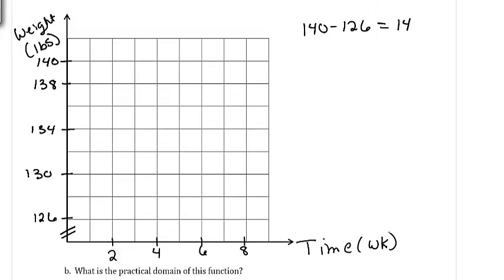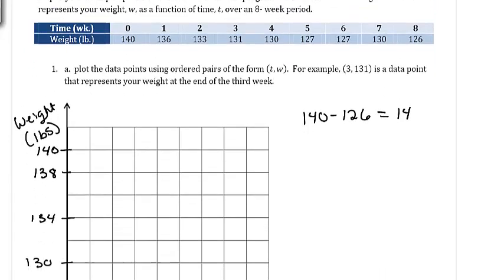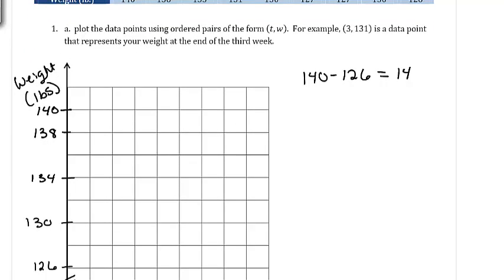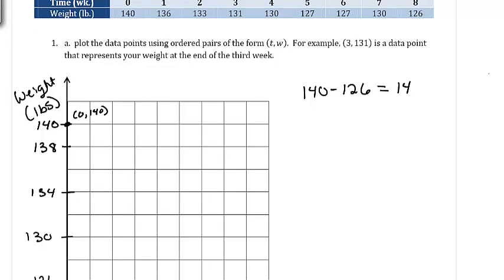Okay, so now I'm ready to start plotting some points. My first data point is 0, 140. So that point would be right there, and make sure that you label your data points as you plot them. And then my next data point was 1, 136. So 136 would be right here. And the next data point is 2, 133. So this is 132, so 133 is going to be right in the middle here.